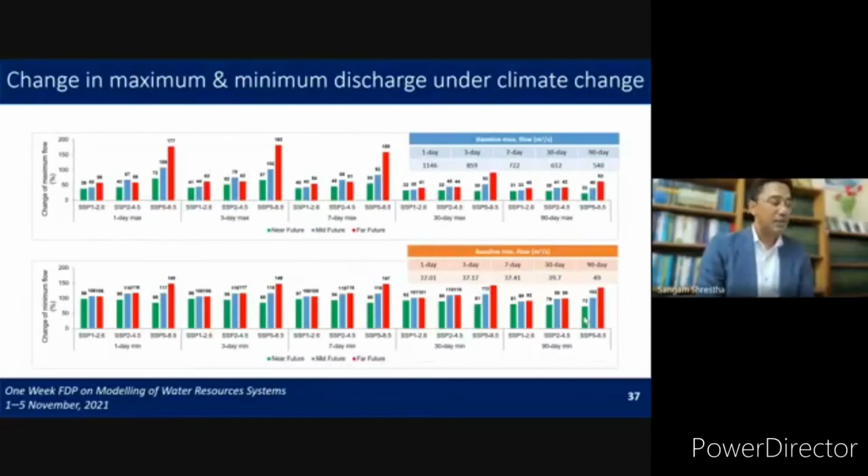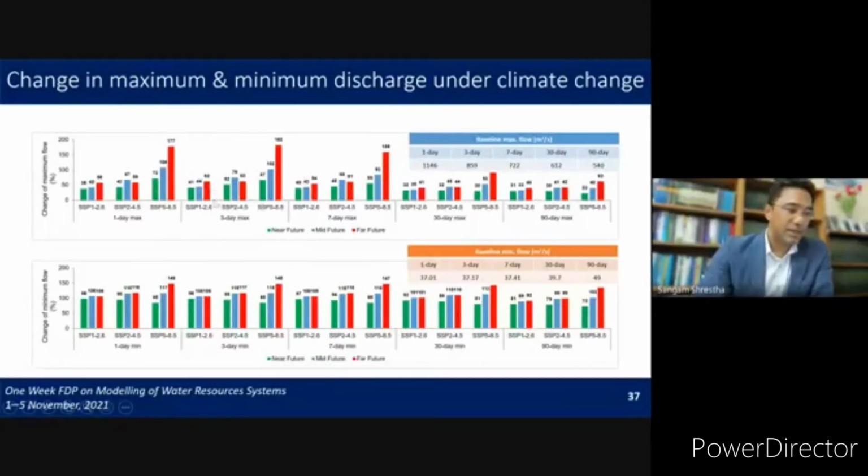Similarly, we calculated the change in the maximum and minimum discharge under climate change. As I mentioned in the previous slides, it's very important to understand the several components of the discharge, not only the average discharge, but also the maximum and minimum discharge.